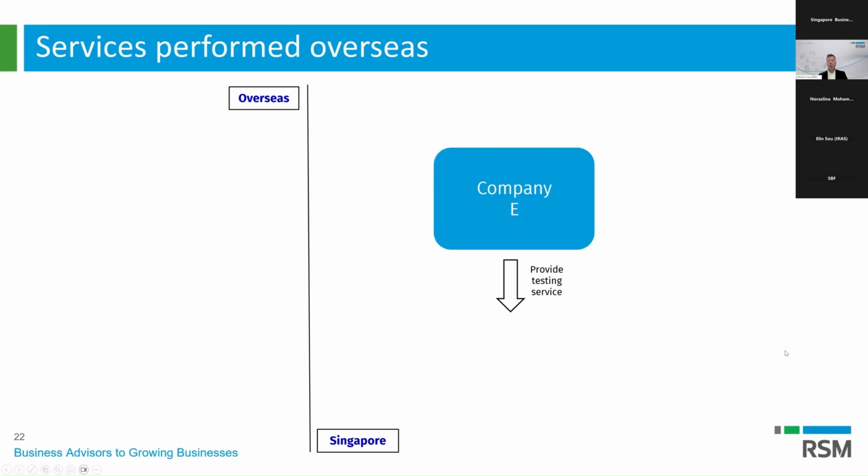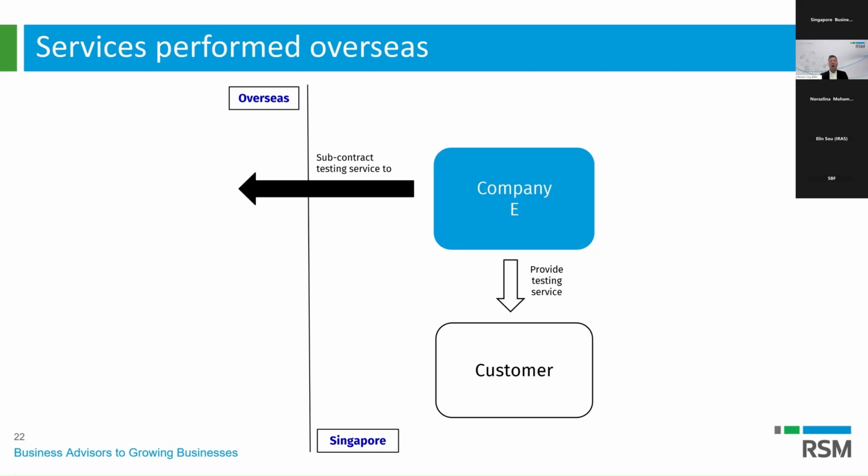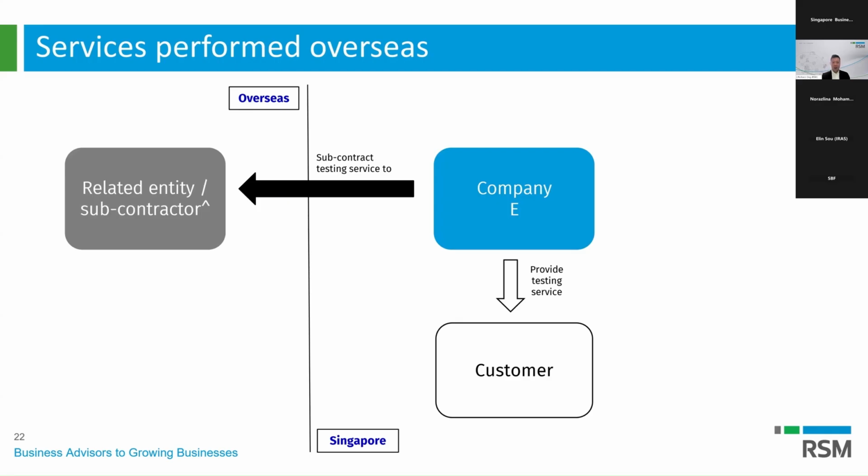In this instance, put yourself as company E. Company E is providing testing services to a customer who is based in Singapore. However, due to cost and capabilities, company E does not have the facility and capability in Singapore to perform that service. Upon knowing that the customer has appointed them, company E subcontracted this testing service to its related entity or subcontractor overseas.